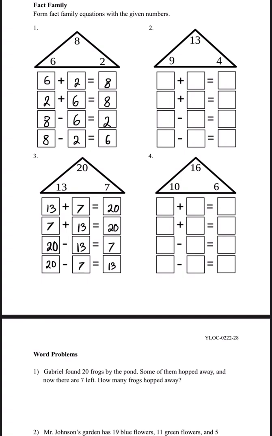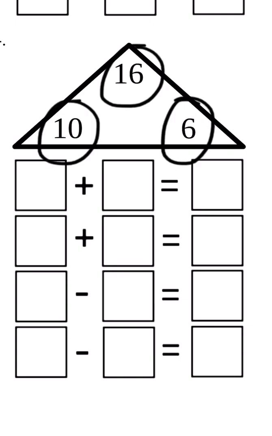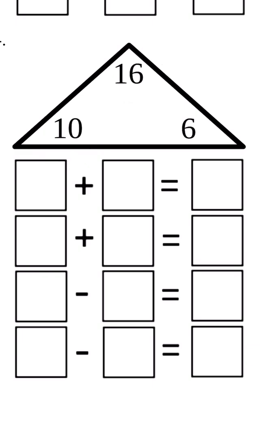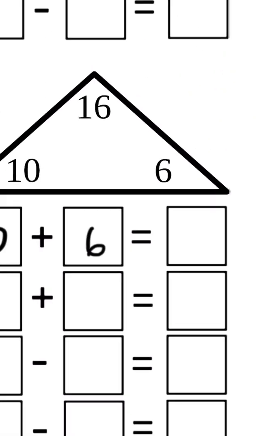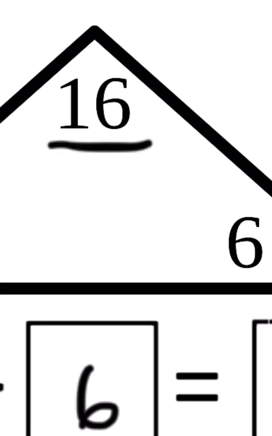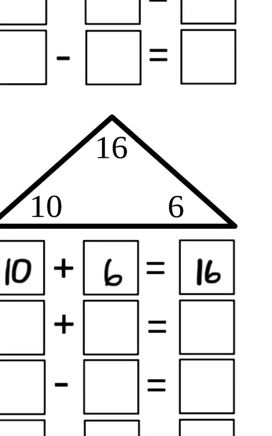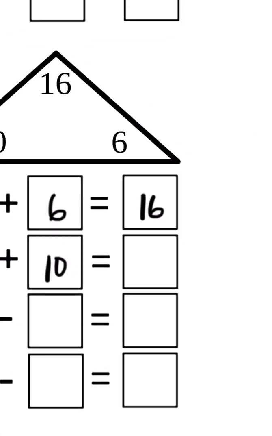Let's look at number 4. For number 4, we need to do the same thing, but we have different numbers, which are 10, 16, and 6. So 10 plus 6 becomes 16. Again, this is the same as the number that is on the top. And 6 plus 10 is also 16.